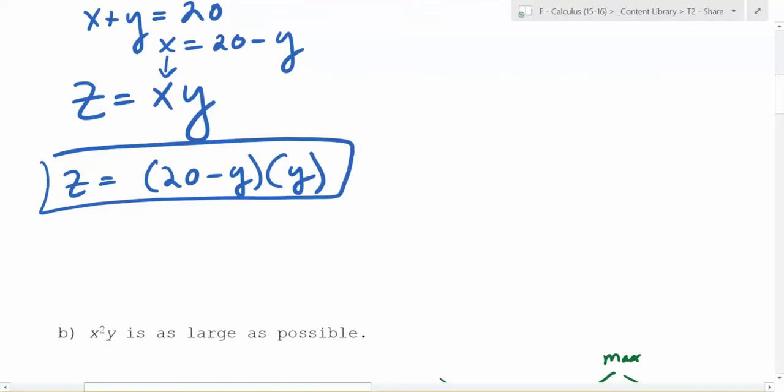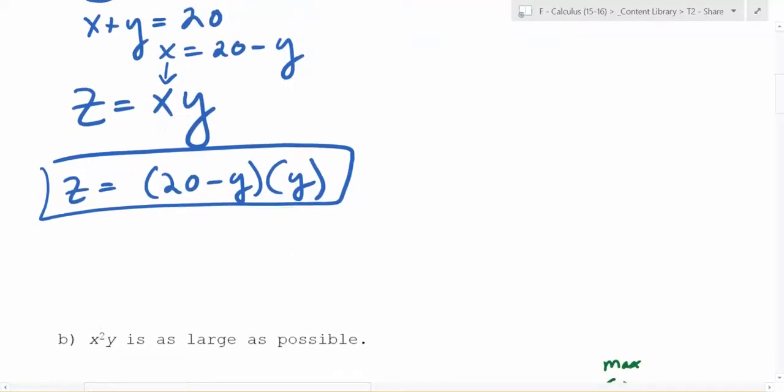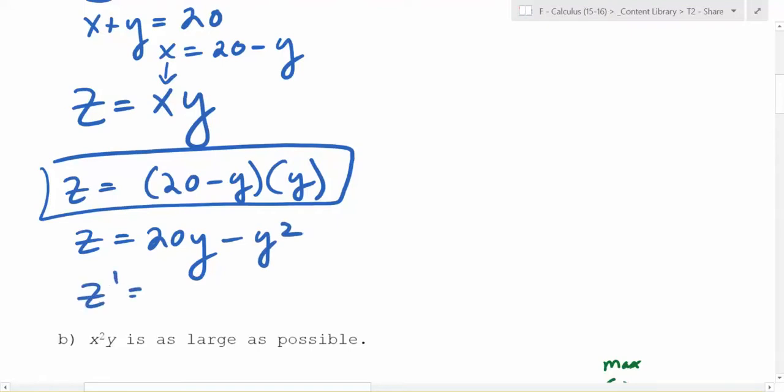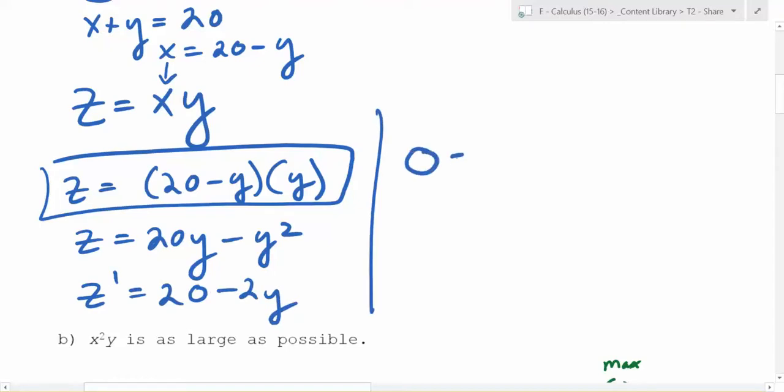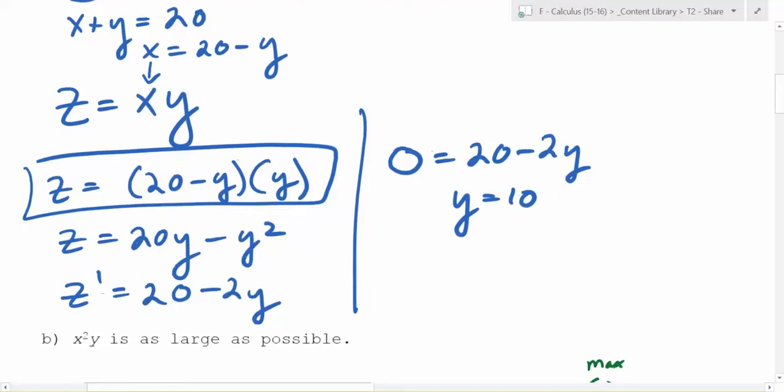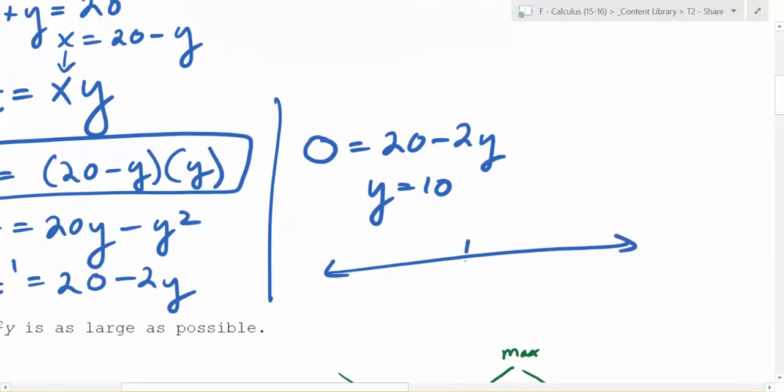So we're going to take the... But before we take the derivative, what should we do first? Yeah, do it out a little bit. So what does z equal? 20y minus y squared. So now we take the derivative. Zach, what's the derivative? 20 minus 2y. Now what do we set that equal to? 0. So 0 equals 20 minus 2y. You can just tell me, what does y equal? 10.